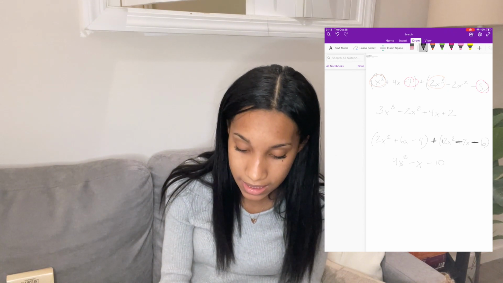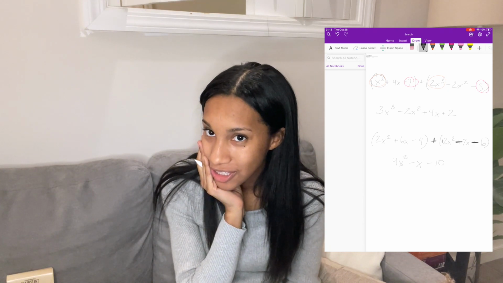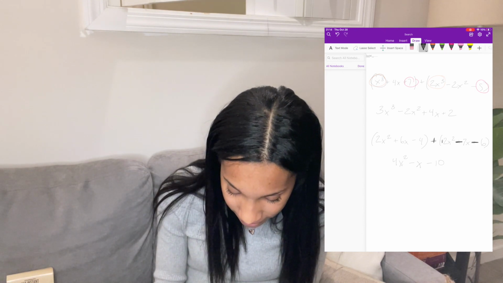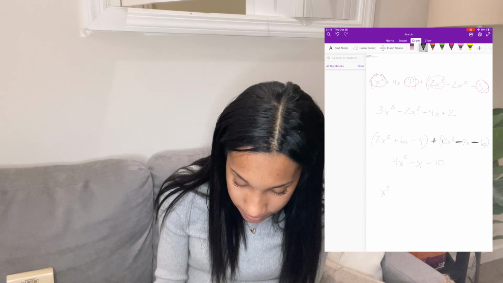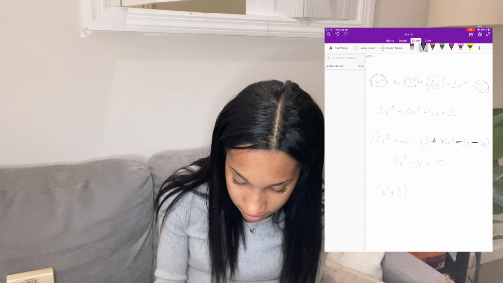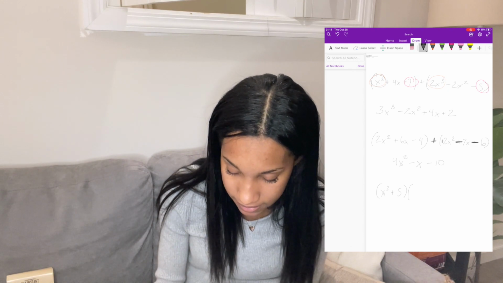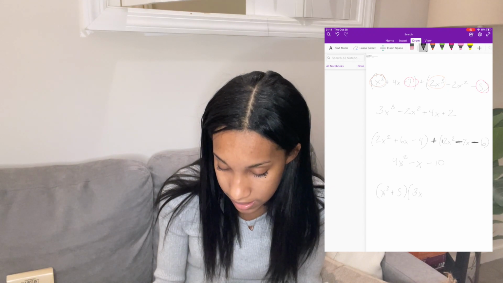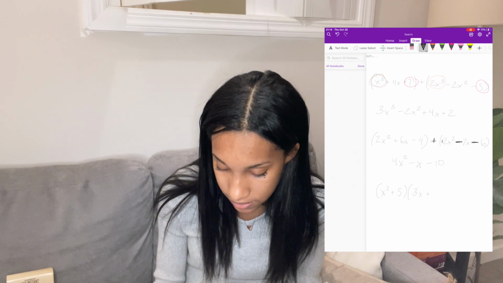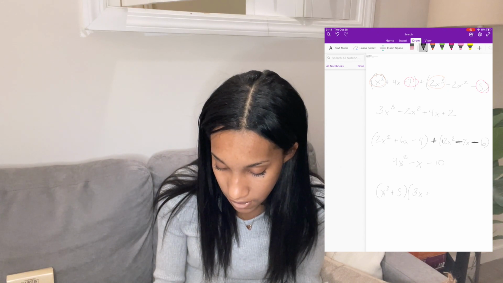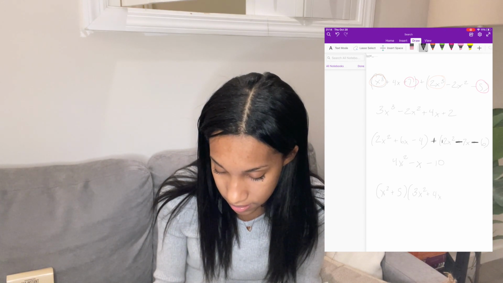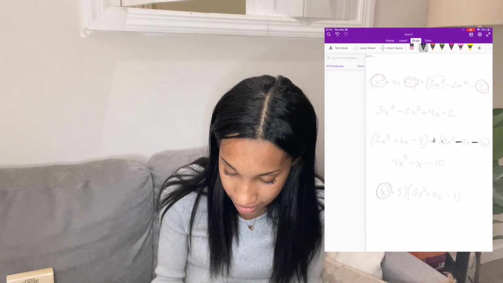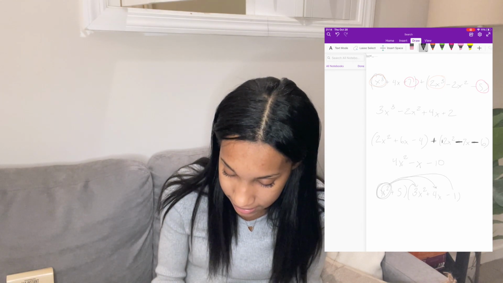And then for multiplying them, it's so much fun. I'll try to keep it as simple as I can. So x squared plus 5 times, we'll do 3x plus 4x minus 1. So what you're going to do is start with your first term, and then multiply these first.